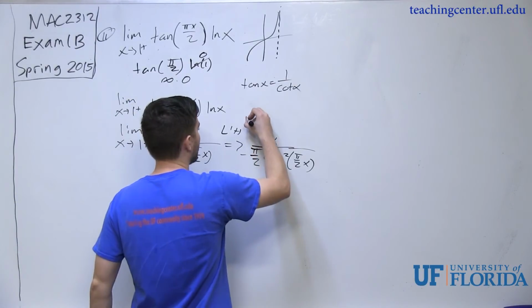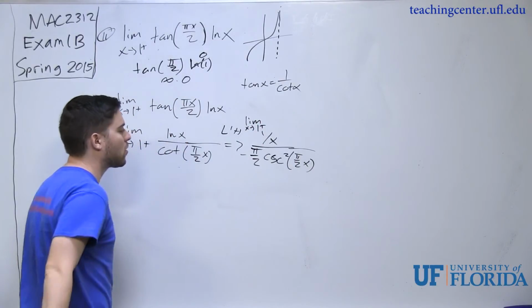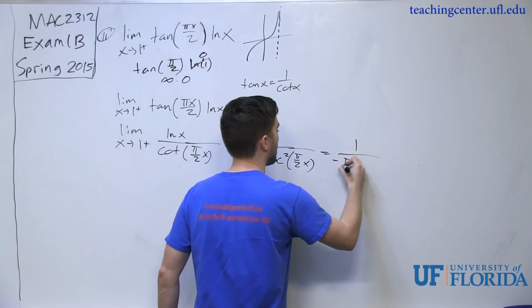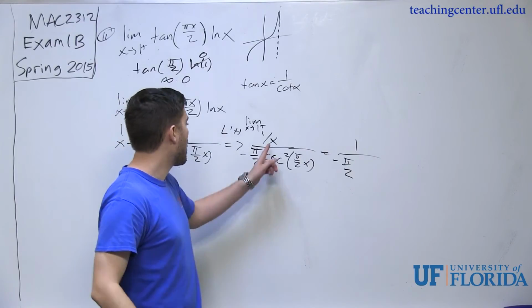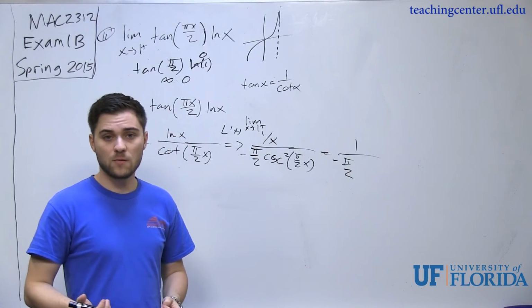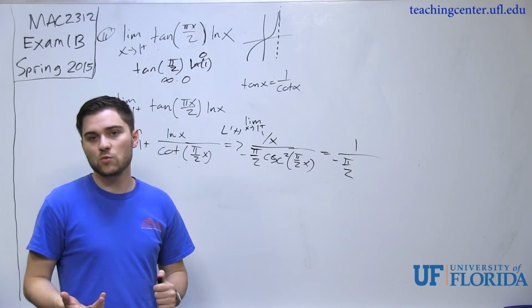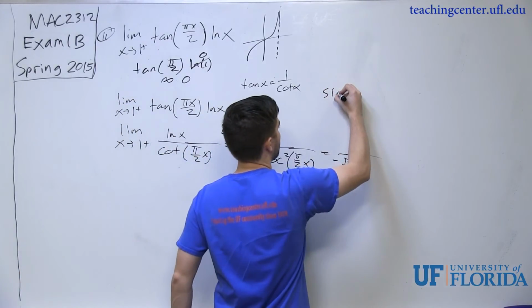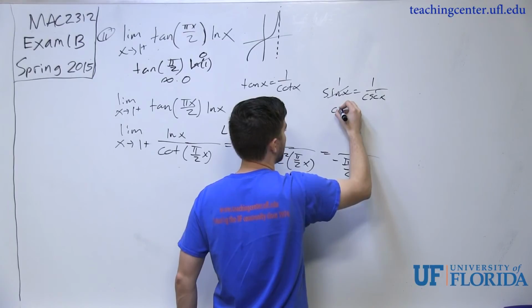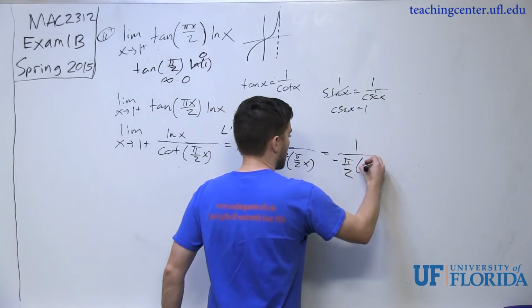Okay? Now I'm still evaluating this as x approaches 1 from the right-hand side. So if I go through and plug in 1, 1 over 1 is just equal to 1. I end up with negative pi over 2 cosecant squared of pi over 2. Sine of pi over 2 is just 1. So 1 over cosecant squared of pi over 2 is just equal to 1 as well. And that deals with the same sort of rule that sine of x is equal to 1 over cosecant of x. So if sine is equal to 1, cosecant has to also be equal to 1. So this whole term on the bottom just equals 1.